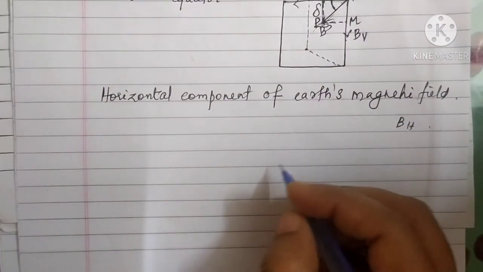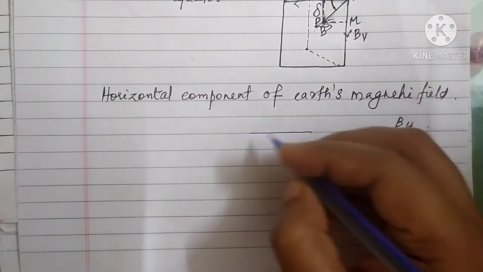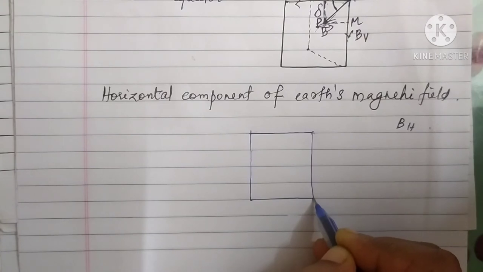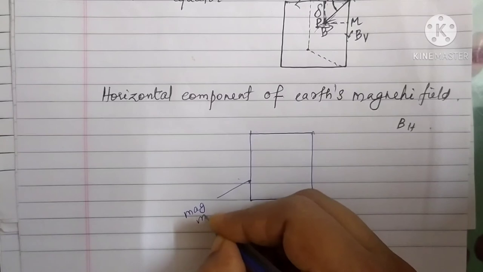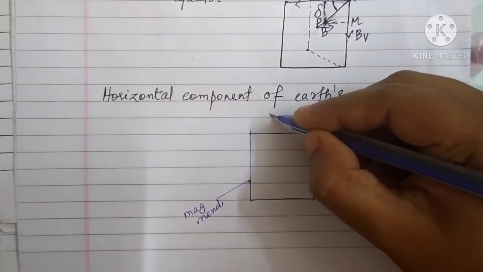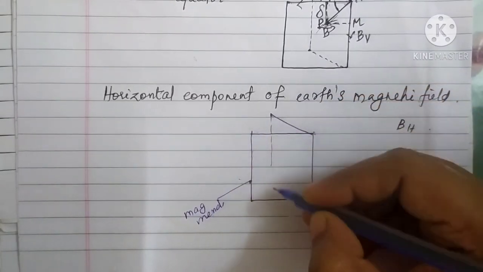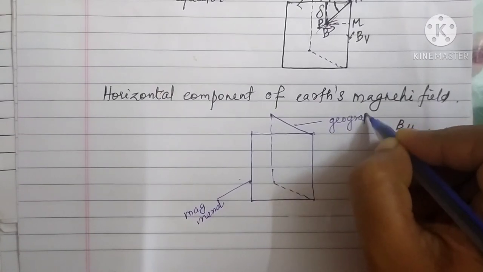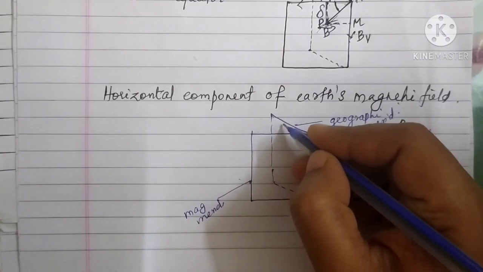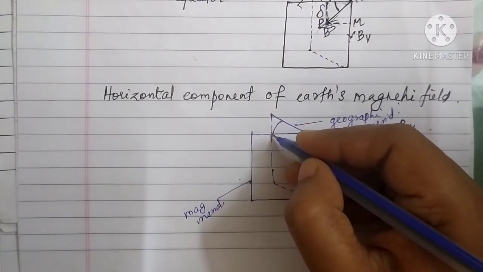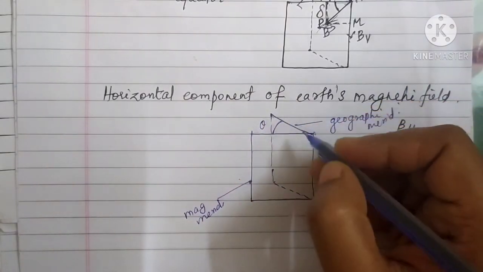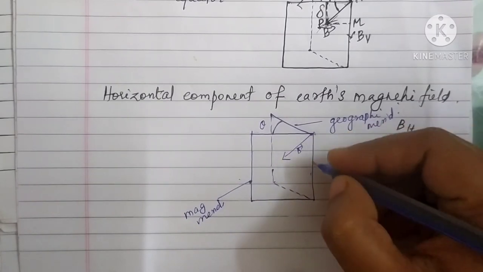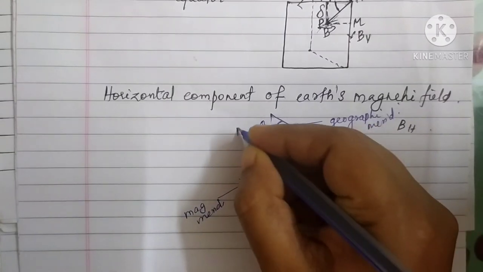I will once again draw the figure because there is a confusion there. Let this be the magnetic meridian. Now this is considered as the geographic meridian. The angle between these two, we call it what? Magnetic declination, that is theta. Clear? Now if this is the total magnetic field, which we denote as B, it has two components. This is BV and this is BH.